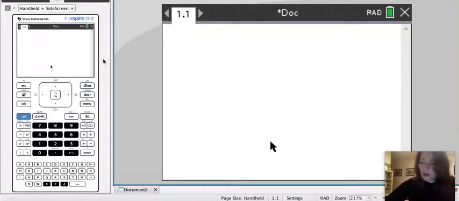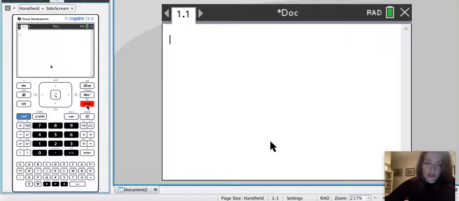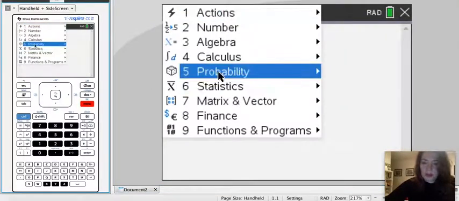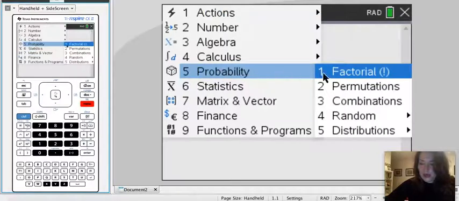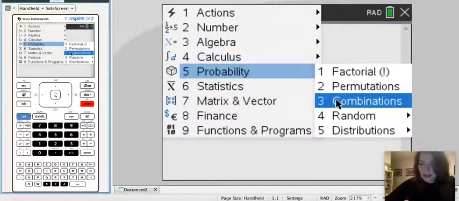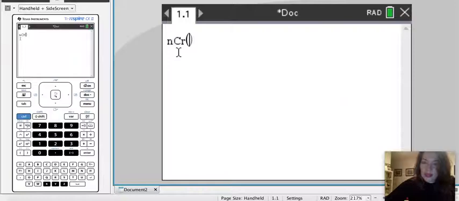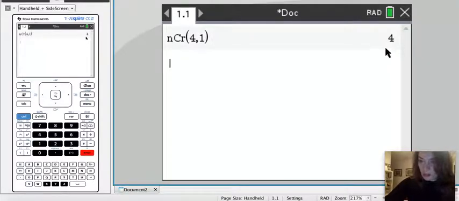To get to your combinations, you just go to menu, go to probability, and under combination number 3, click that, and you will see nCr. So all you need to do to enter your n and your r is you enter your n first, and then put a comma and 1 in this case. So we should get that 4C1 is equal to 4. So your calculator can easily work that out for you.